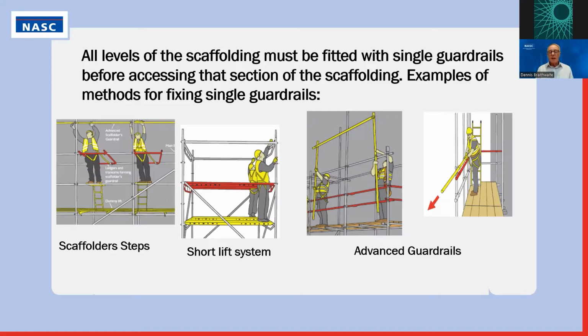Or the third method is using advanced guardrails. Now, we can do this in various ways. For example, we build a goal post, and then we slide that goal post up to the next level. So again, once we've boarded out that next level, there is a guardrail there ready for us. The other method is we actually fit the advanced guardrail, get it put onto the platform, and we slide it out in front of us and fix it off as we go, standing behind what we've already got, so to speak.